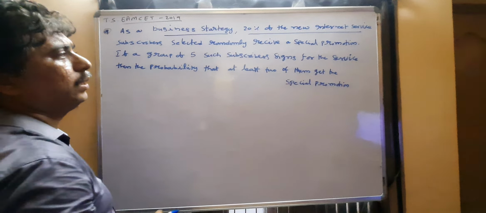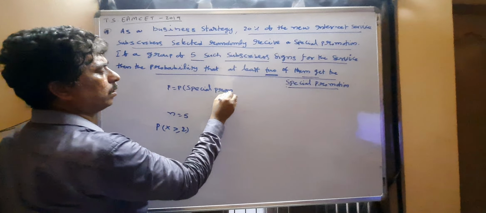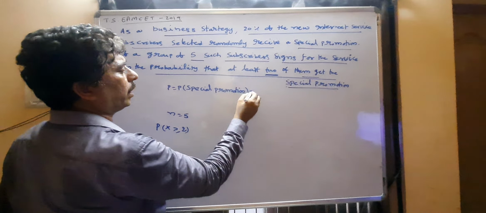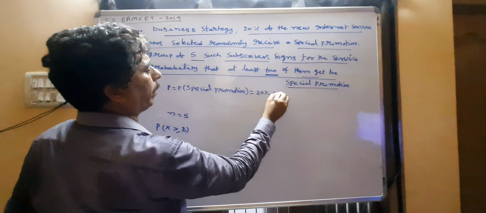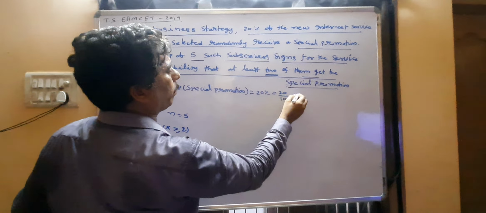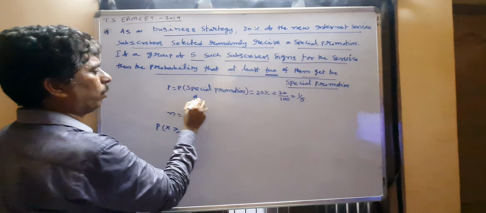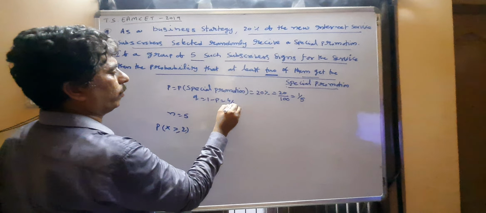At least 2 of them get the special promotion means you have to find P of X greater than or equal to 2. So n is how many in a group of 5 subscribers? n equals the number of subscribers, 5. P is the probability of special promotion, the success event. They gave 20%, that is 20 by 100, 1 by 5. q equals 1 minus p, that equals 4 by 5.